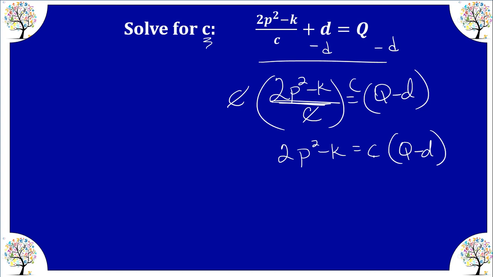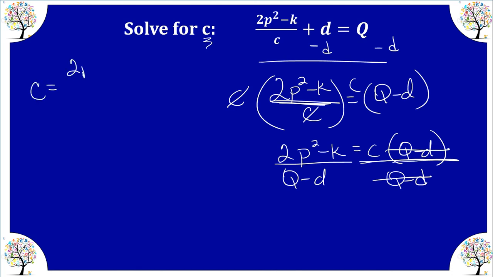Now, again, we're solving for c. It's over on the right side now. It says c times the difference of q and d. So all we have to do is undo multiplication by dividing. And I no longer need parentheses because this long division bar serves that purpose. So these cancel, and now I have c is equal to 2 times p squared minus k all over q minus d.